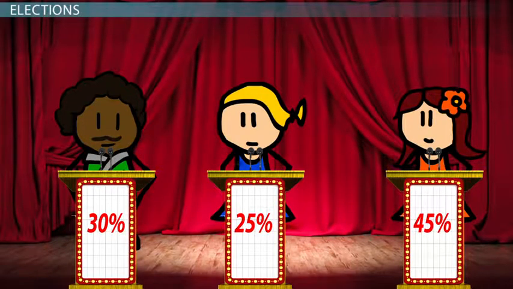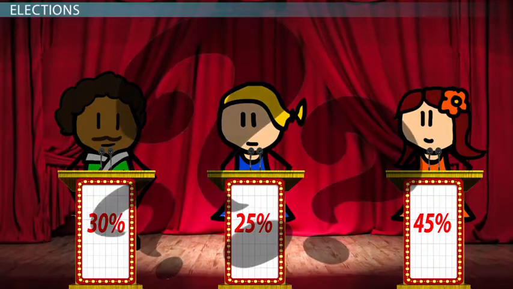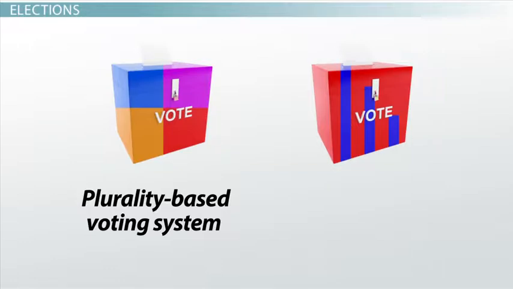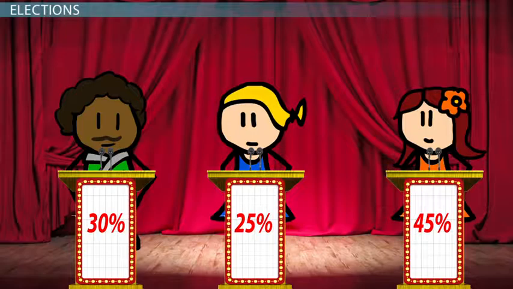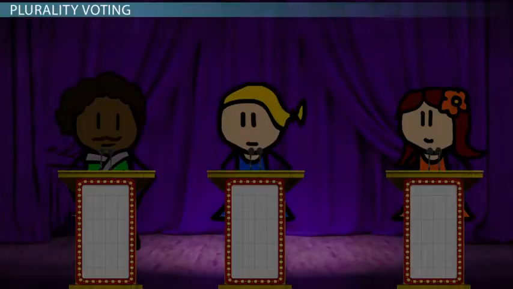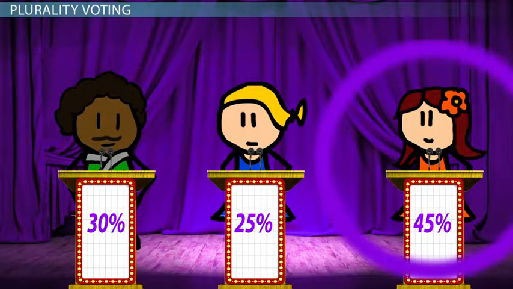Who won the election? Depending on the voting system used for the school election, it may not be who you think it would be. In this lesson, we'll discuss the differences between a plurality-based voting system and a majority-based voting system. You'll also find out who won this particular school election. If the school is using a plurality-based voting system, the answer is easy. Violetta, who has the greatest percentage of the votes, wins.